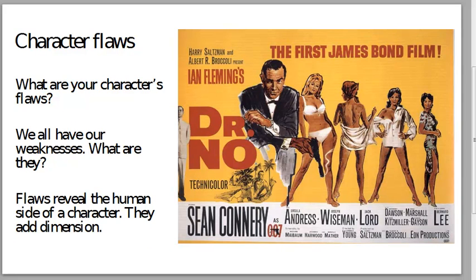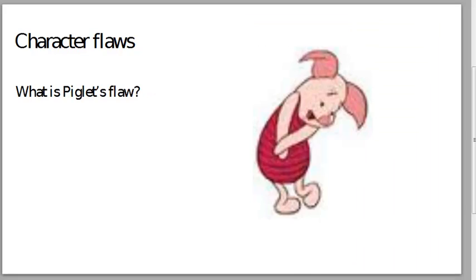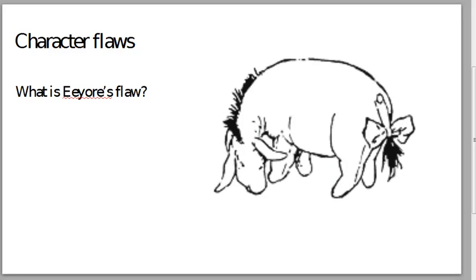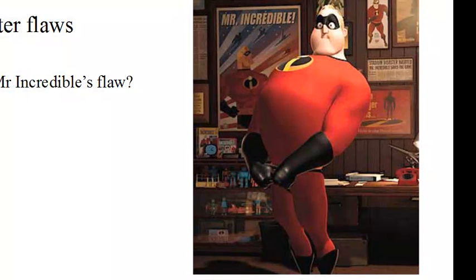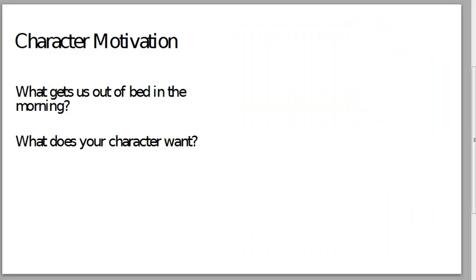So characters have flaws, they have strengths, they have weaknesses, and these flaws especially can reveal the human side of a character. The Pooh Bear characters created by A.A. Milne and popularized by Disney are really good examples of this. They have flaws. We all know that Pooh Bear is really, really greedy. We all know that Piglet is really, really anxious. We all know that Eeyore is really, really depressed, and we're all a bit Eeyore-ish every now and again. Some of us are Eeyores, but most of us have a little bit of Eeyore in us at certain times. Think about the Pixar characters, Mr. Incredible. His flaw is that he's got fat and middle-aged, as everybody does.